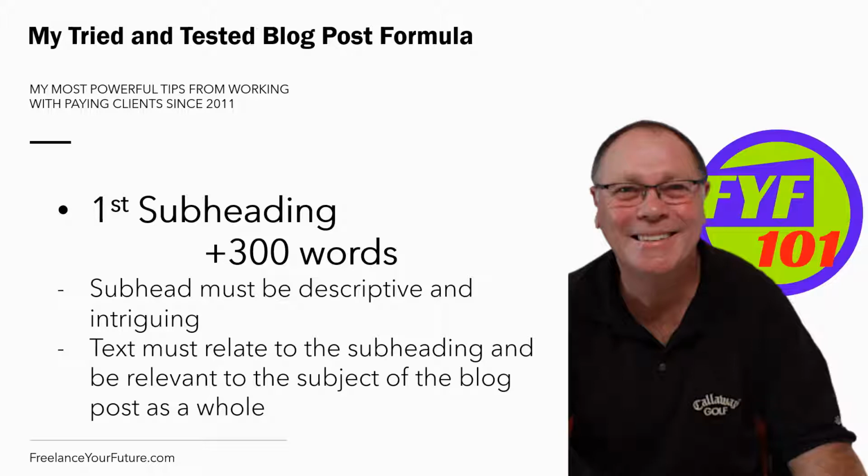Now it's important that the text here relates to the subheading, so the 300 words or so of text that you write must be relative to the subheading, and of course it must be relevant to the subject of the blog post as a whole. Now there's a mistake I see being made very often with blog posts where the writer of the blog post tends to wander off the subject.